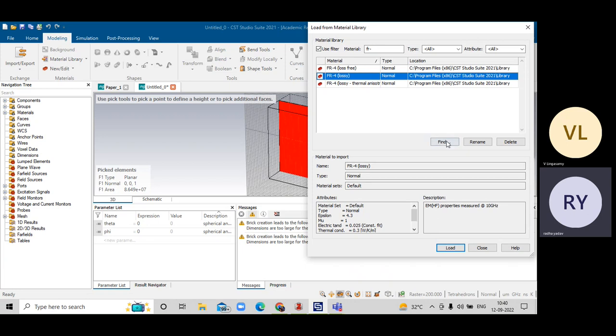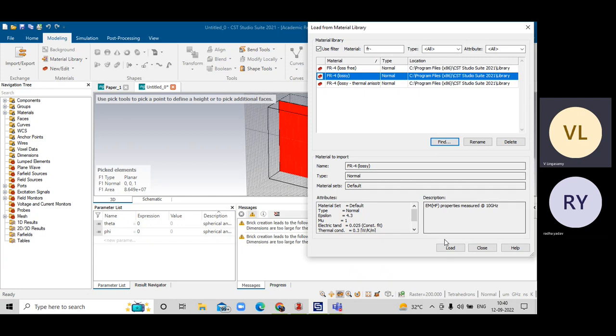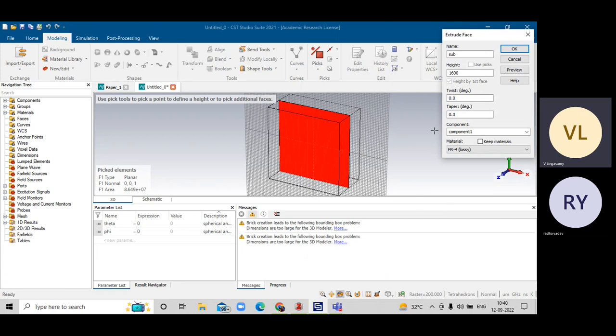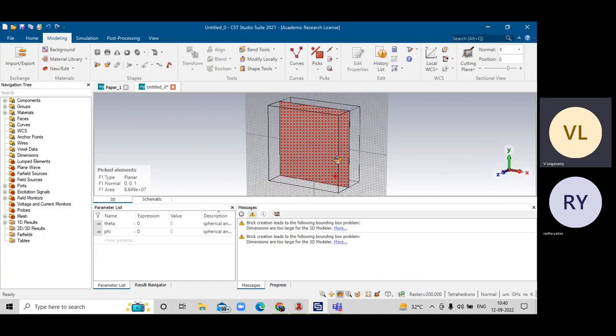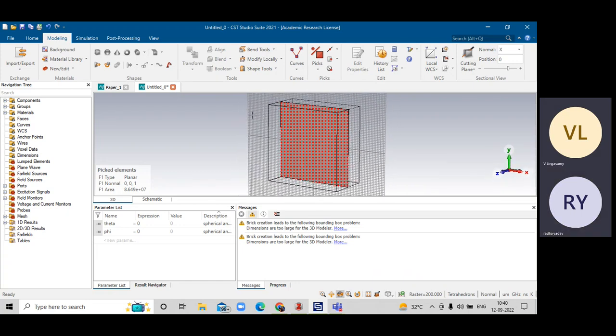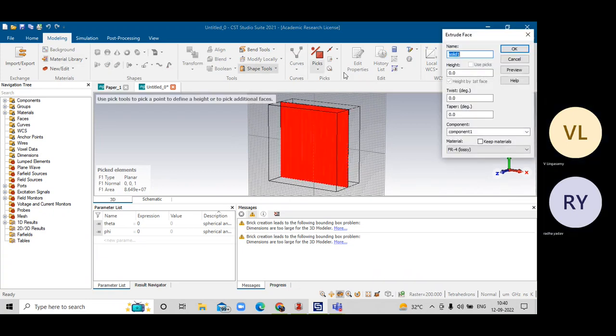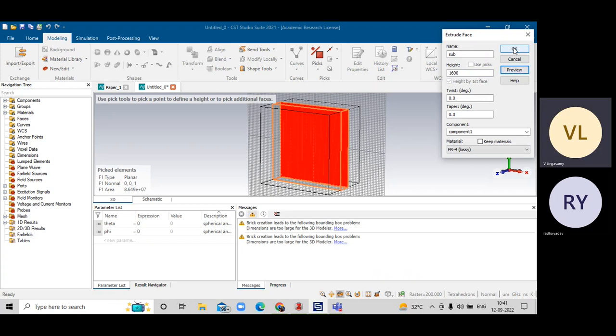Lossy. Sir, why do we always choose lossy? Because it's not an ideal substrate, right? Whatever we use, we definitely have losses. Loss free means it will not consider that; the electrical tan delta will be zero. Okay, you cancel it. You have not pressed. Okay. Again, you have to do it. Is it okay, sir?